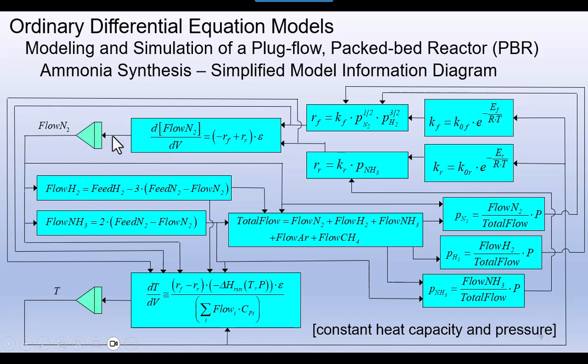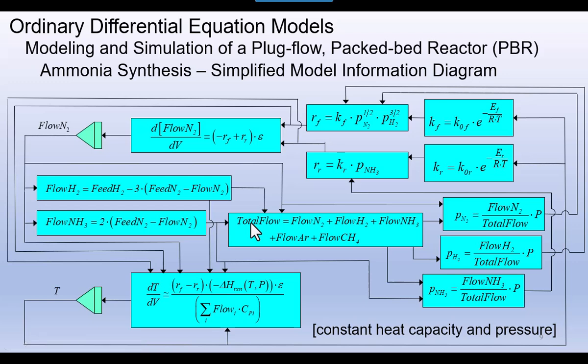And then we use this symbol to indicate that we're integrating or solving the equation, which provides us with values of the flow. And then with that in hand, we can use our stoichiometry to come up with the current flows of hydrogen and nitrogen. We can then add these together to get a total flow, all right?